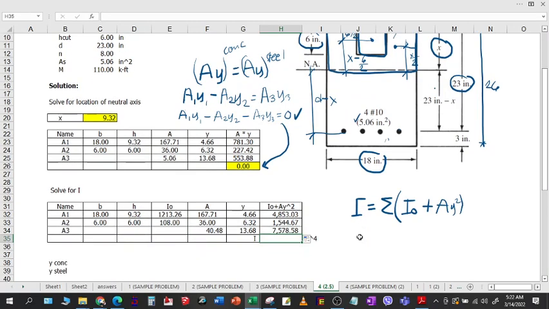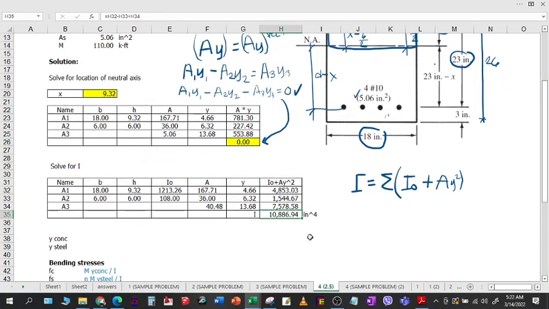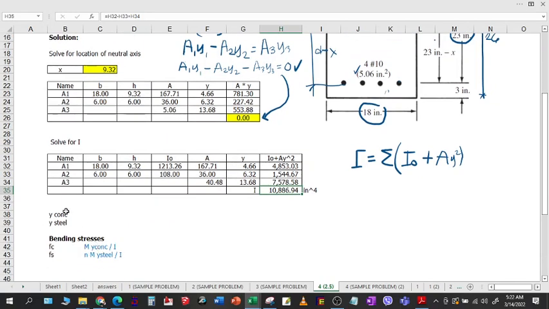And then for the total I, we have here area 1 and then the void, so we deduct minus for area 2 and then add for area 3. So that will be 10,886.94. Okay? Now, we have the neutral axis already, and we have the I. We can now solve for the bending stresses.